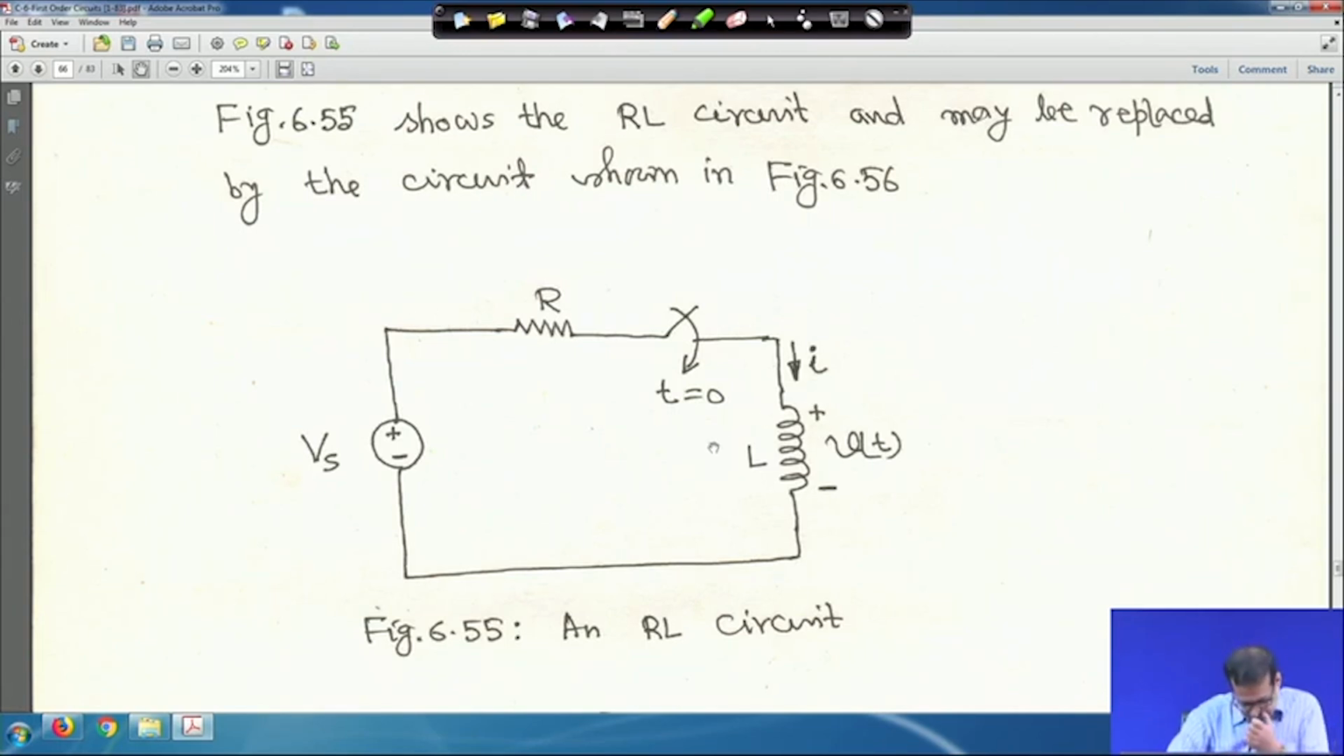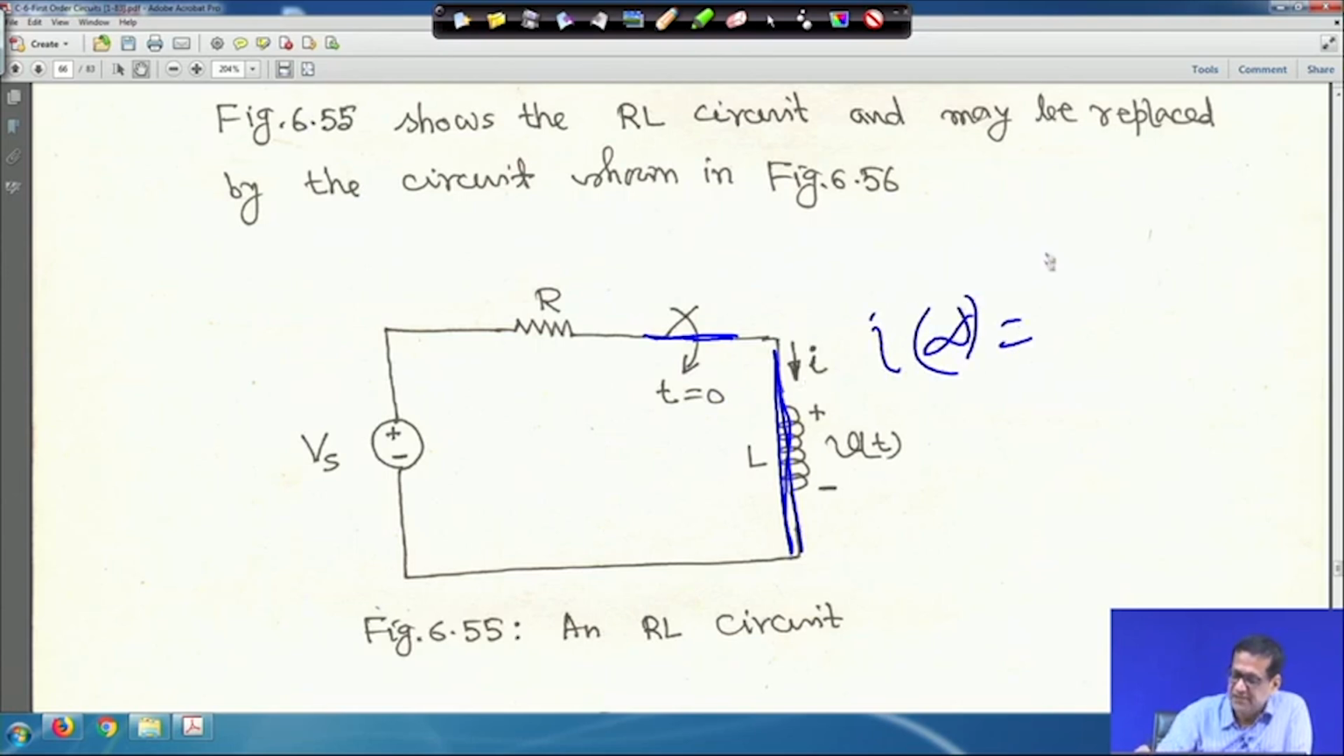In general, when the switch is closed, the circuit looks like this, and at steady state the inductor acts as a short circuit. If this is the current I, then at steady state I infinity will be Vs upon R, for t greater than 0.